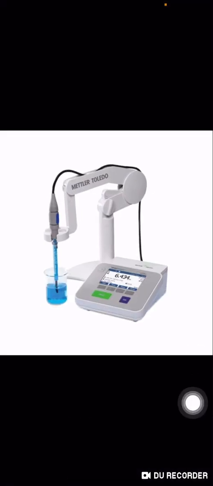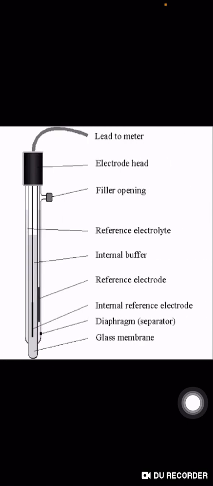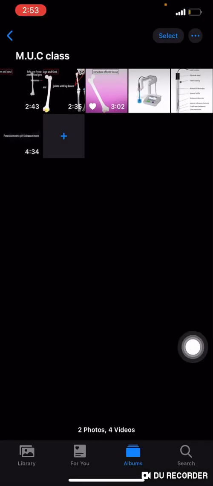It's very important for today. We're going to go through the electrodes, lead to meter and electrode head, filler opening, reference electrolyte and internal buffer, reference electrode and internal reference electrode diagram, separator, and glass membranes. Let's go to this video illustration.